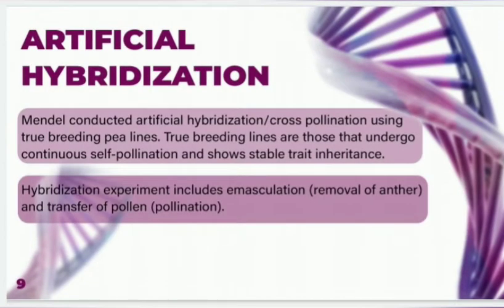Artificial hybridization. Mendel conducted artificial hybridization, cross-pollination, using true breeding pea lines. True breeding lines are those that undergo continuous self-pollination and show stable trait inheritance. Hybridization experiments include emasculation, removal of anther, and transfer of pollen.